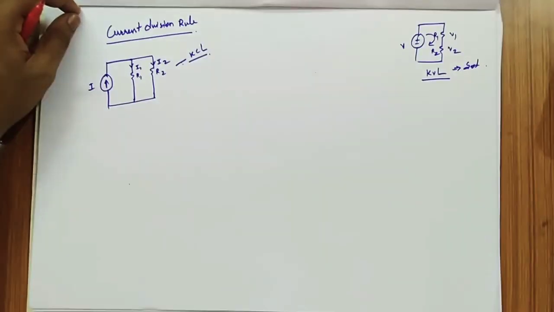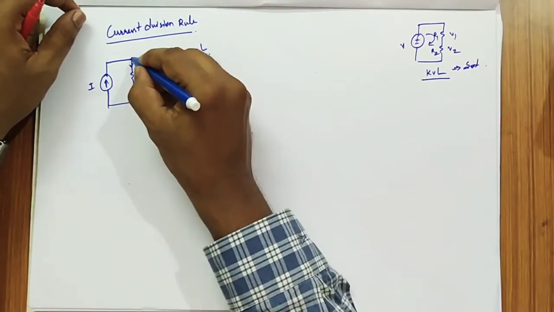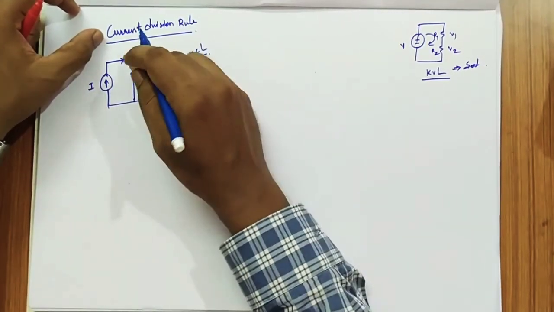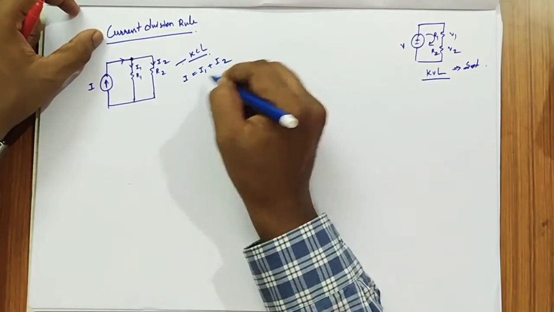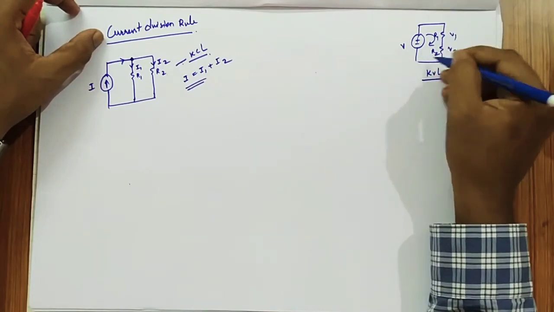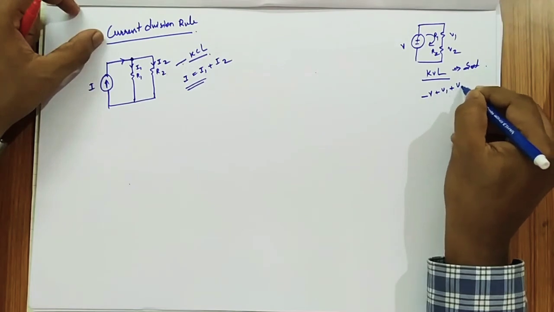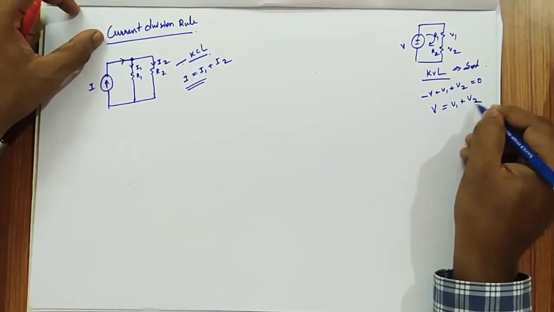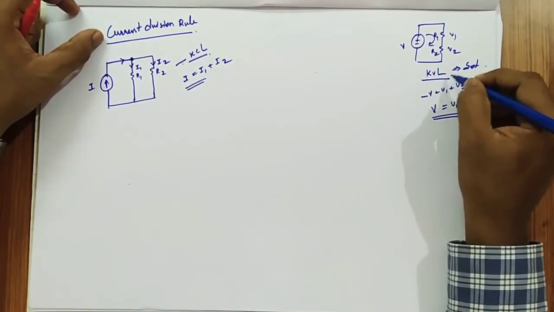What is the KCL? Sum of the currents entering equals sum of the currents leaving the node. So at this node the current I is entering, and at this node the currents I1 and I2 are leaving. This is KCL. So in KVL what is happening? Sum of the algebraic voltages in a loop equals 0: minus V plus V1 plus V2 equals 0. So therefore the supply voltage equals V1 plus V2.